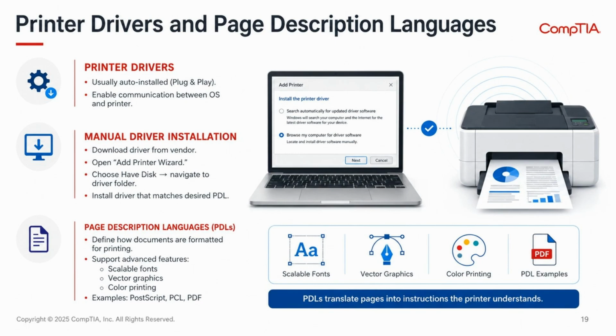For manual installation, download the driver from the vendor, open the Add Printer wizard, choose Have Disk, navigate to the driver folder, and install the driver matching your desired PDL. Page description languages define how documents are formatted for printing, supporting scalable fonts, vector graphics, and color printing. PostScript, PCL, and PDF are common examples.